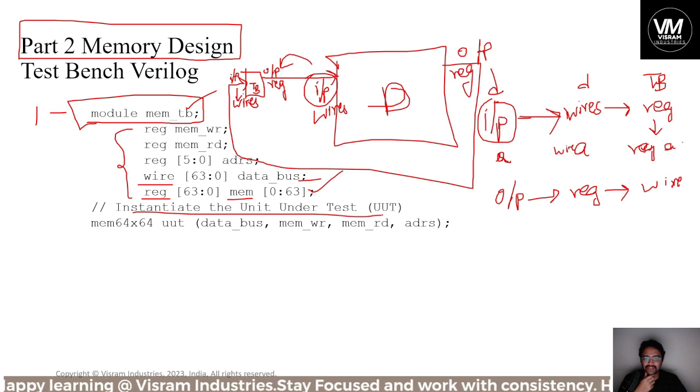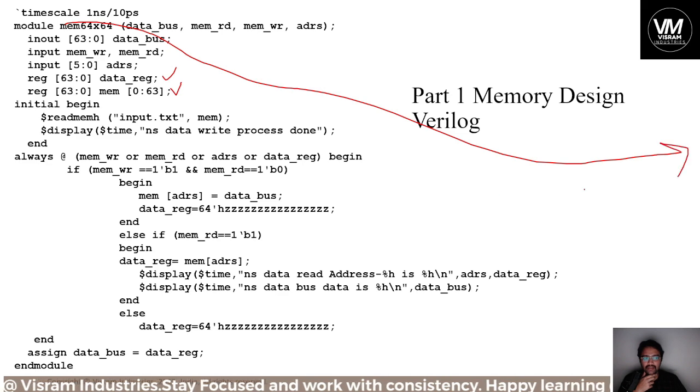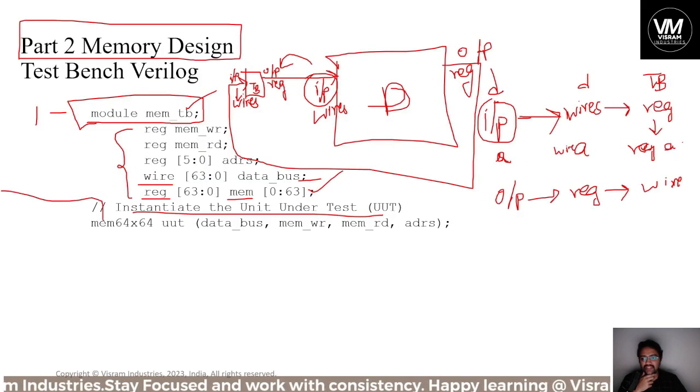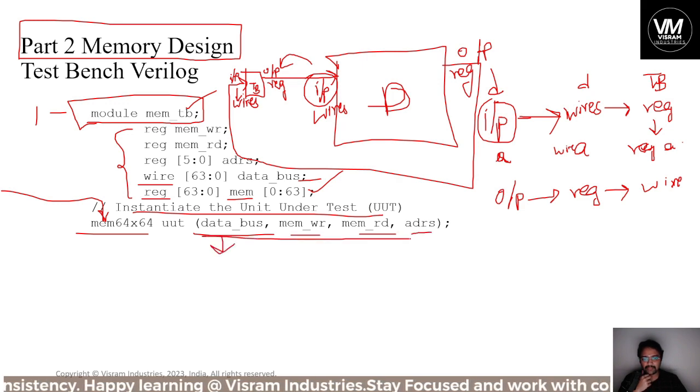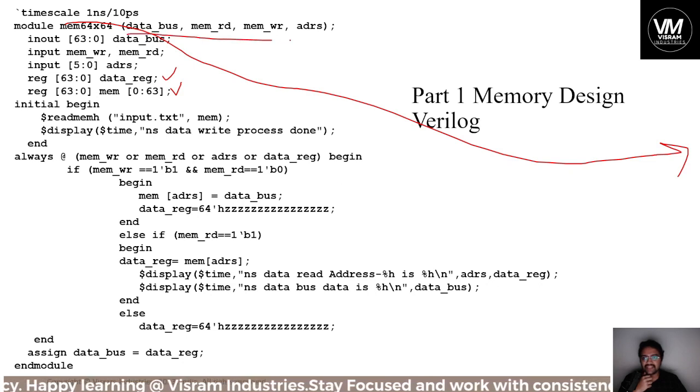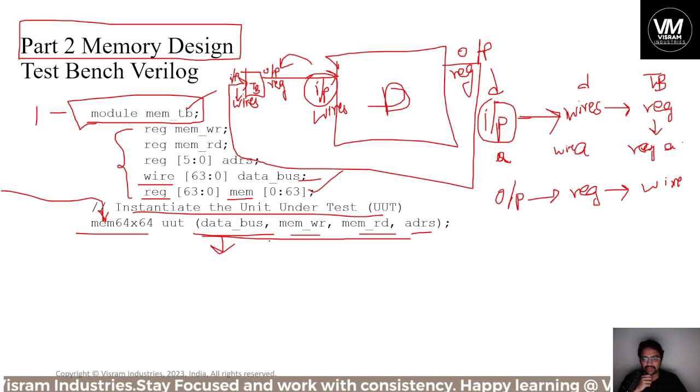Now instantiation of the unit under test. This design should be considered in the test bench. So how is it considered? By instantiation. So mem underscore mem 64 by 64 UUT, and data underscore bus, memory underscore read, memory write, and address. This representation should be made as it is in the design phase, so you can't alter the positions of inputs and outputs.